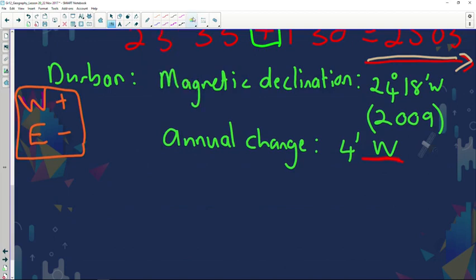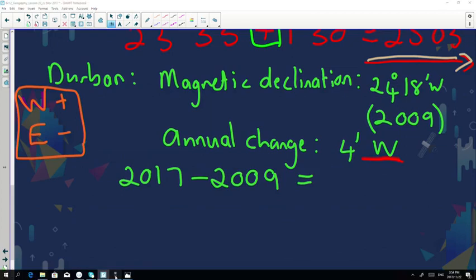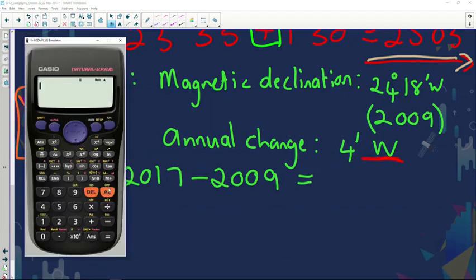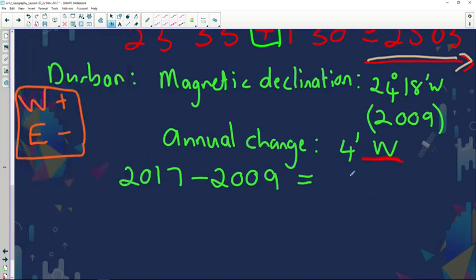So let's quickly do this calculation. First of all, we need to get the difference: 2017 minus 2009. Go to your calculator. Always use your calculator, because you might make a really stupid mistake and eventually your answer will be incorrect. It's 2017 minus 2009. That gives us 8.